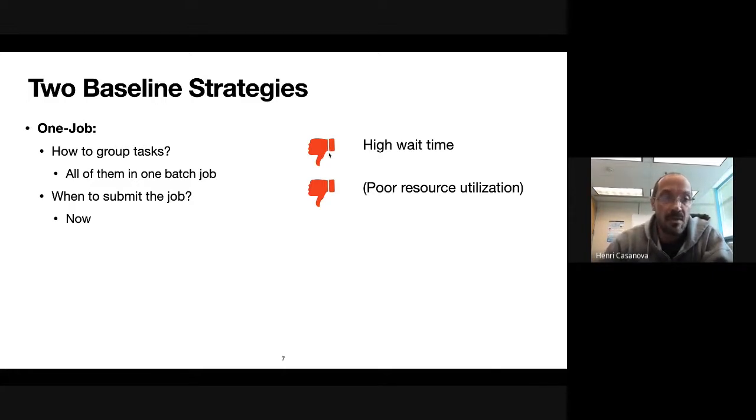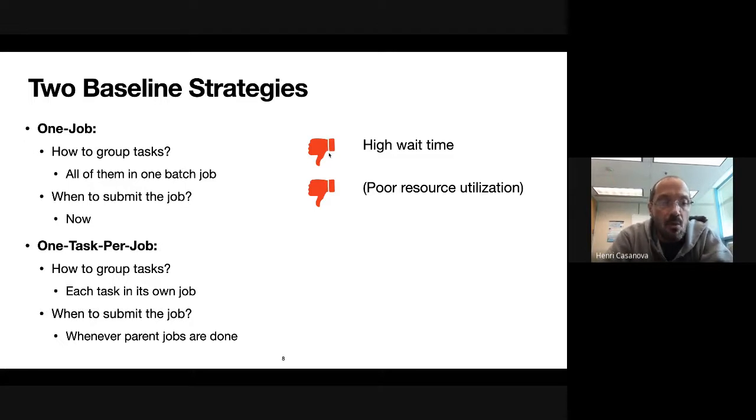The other baseline is the other extreme, where we say, well, each task is its own job. And when do we submit the job? Whenever the parent jobs are done, right? So those are two strategies anybody would come up with in a few seconds.